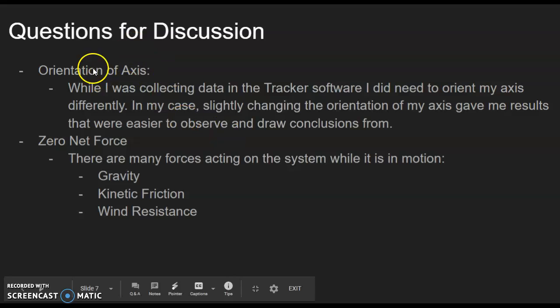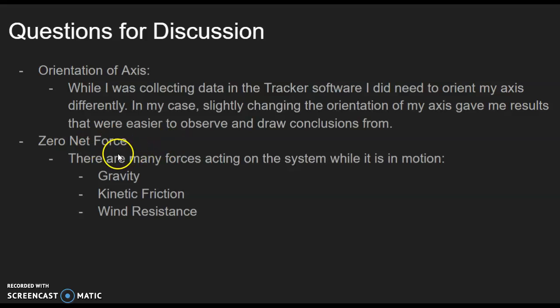Okay. So here are a few questions that we had up for discussion. The orientation of the axis: the question was, how would it change if the orientation of the axis was changed? I actually did have to change the orientation of the axis, because when I was doing my recording, my camera was slightly sideways. So changing the orientation of the axis to a couple of degrees lower than what it originally was actually helped my data significantly because I was able to have more accurate readings that looked like it was going in a straight line.